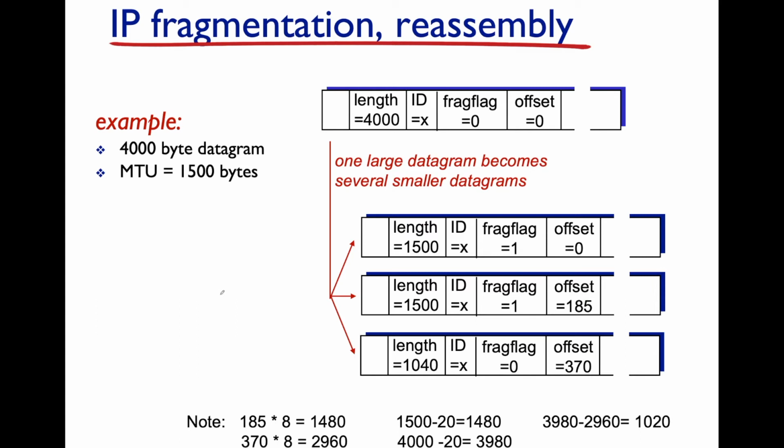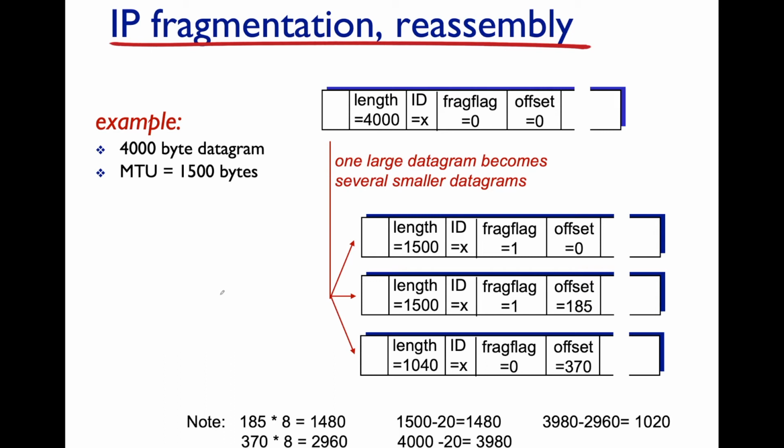Now, the next one is going to completely fill. So you say length 1,500, ID is X, and the frag flag is set to 1, indicating the fact that this particular datagram is a fragment, a smaller part of a larger datagram that started that way. Now, you notice the offset associated with that data of length 1,500. That offset is going to pick up where you left off, starting originally at offset 0 in the beginning.